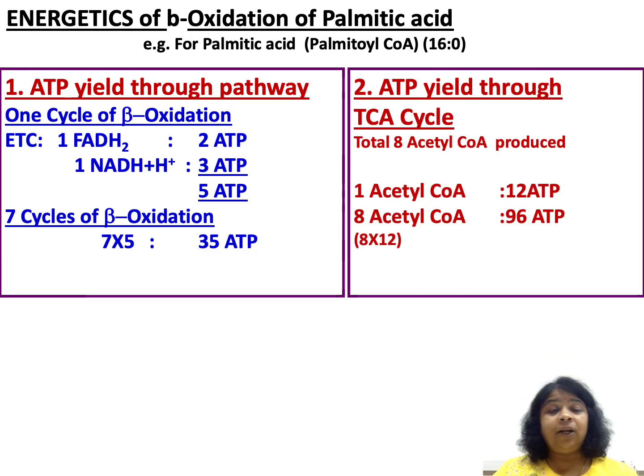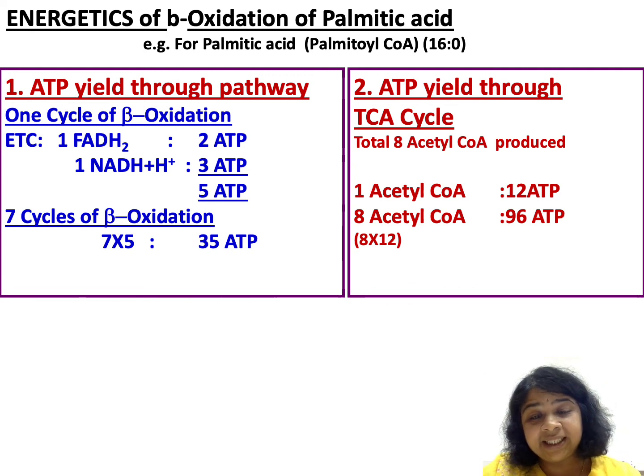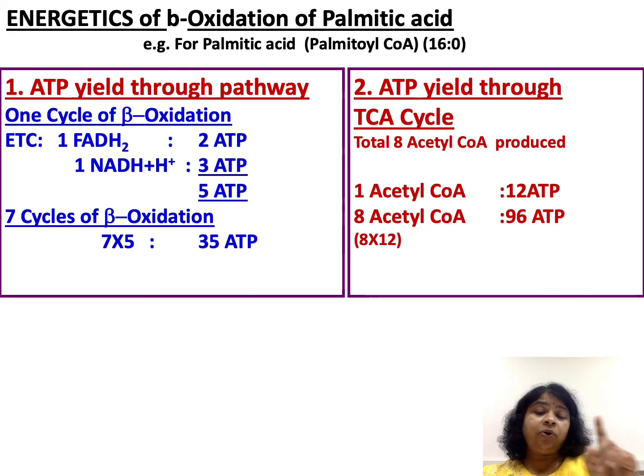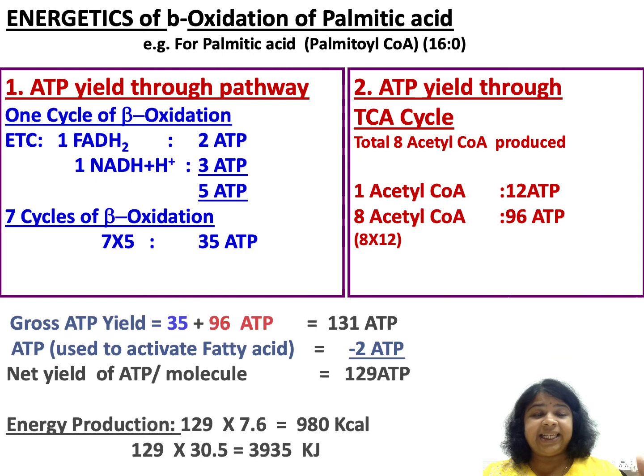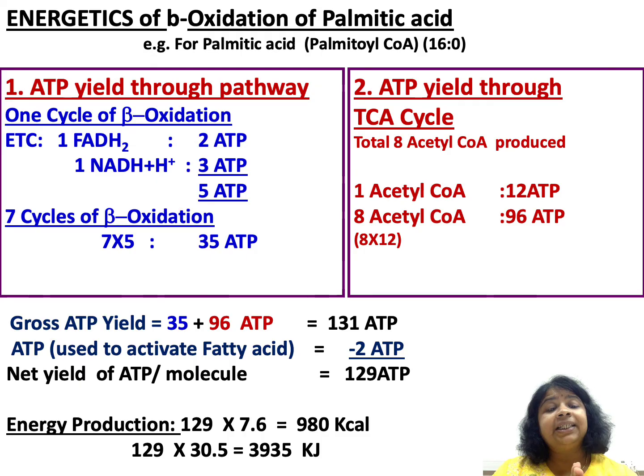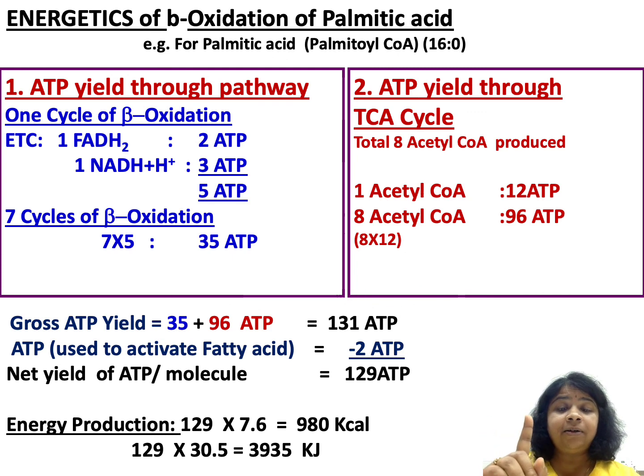Now what about acetyl CoA? 8 acetyl CoAs are produced and this acetyl CoA will enter the TCA cycle to give energy. So one acetyl CoA will give you 12 ATPs. So 8 acetyl CoAs are going to give you 96 ATP. So the total energy that we are getting is 96 plus 35, that is 131 ATP. But remember, we had used 2 ATPs for activation. ATP converted to AMP is the equivalent of utilizing 2 ATP. So the net yield is 129 ATP for one fatty acid.